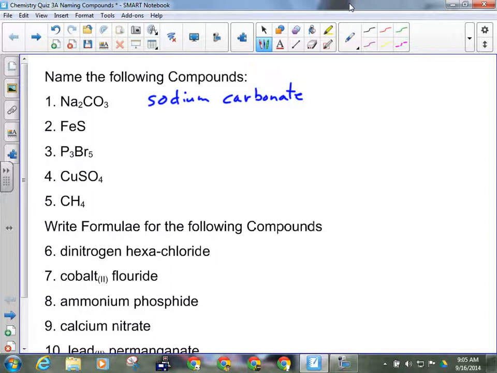Number 2, I've got iron with sulfur. Iron's a metal, so it's an ionic compound. Iron is also a special metal. It has 2 possible charges. Sulfur is always -2. That means this is the iron that is +2. So this is iron, Roman numeral 2, sulfide.